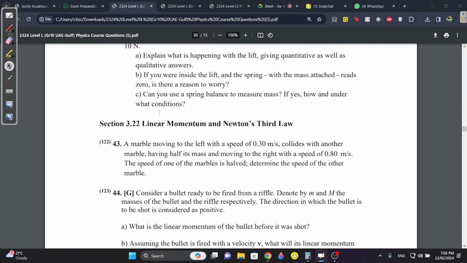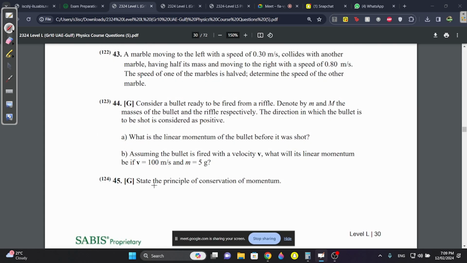Now question 44. Consider a bullet ready to be fired from a rifle. Denote by m and M the mass of the bullet and the rifle, respectively. The direction in which the bullet is to be shot is considered as positive. What is the linear momentum of the bullet before it was shot? They're saying before the bullet was shot.